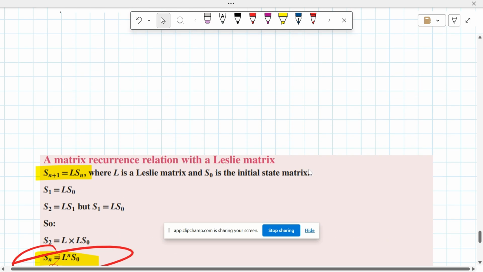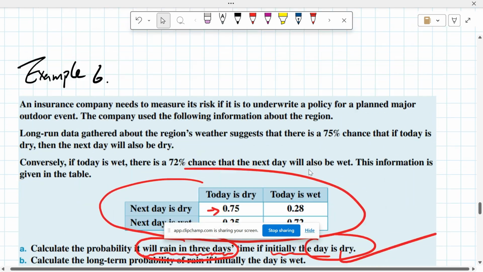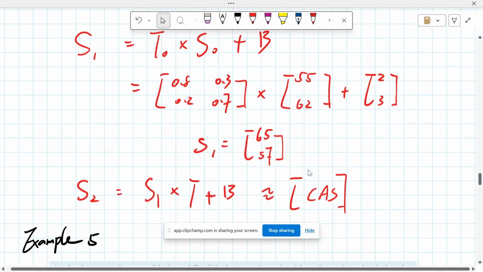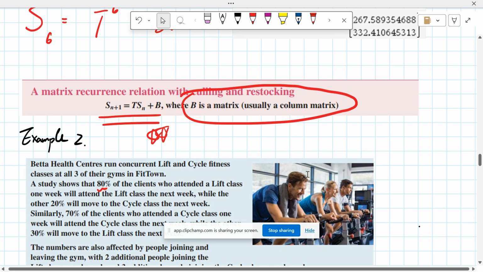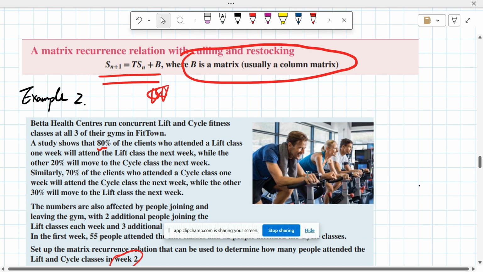And today what we're going to talk about is Leslie matrices and restocking matrices recurrence relation. So let's start with some questions with the recurrence relation with culling and restocking.